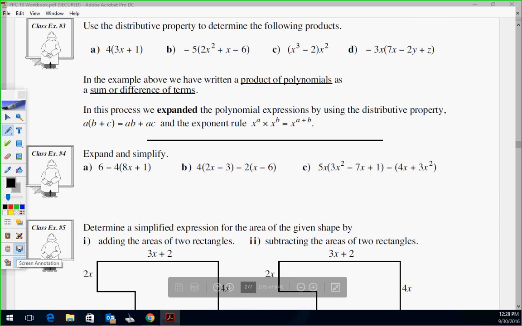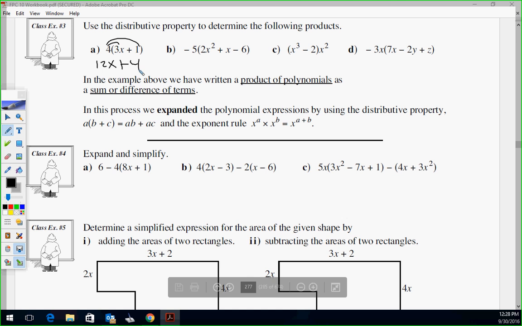Use distributive property to determine the following products. Okay, so now we're looking at a couple of things a little bit harder. Like when we get to here, you might be a little confused, but just multiplication is actually the easiest because you just put it together. If they're different variables, you just slide them together. You don't make a new variable. So like this one's fine, no big deal. 4 times 3 is 12 with the x. 4 times 1 is 4.